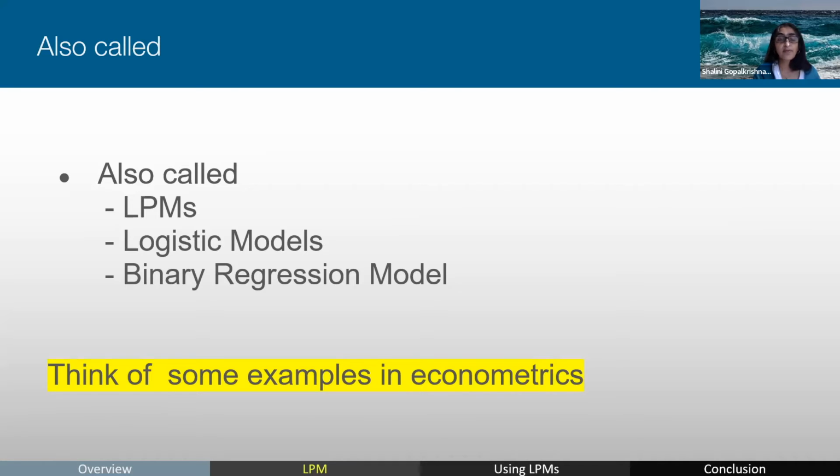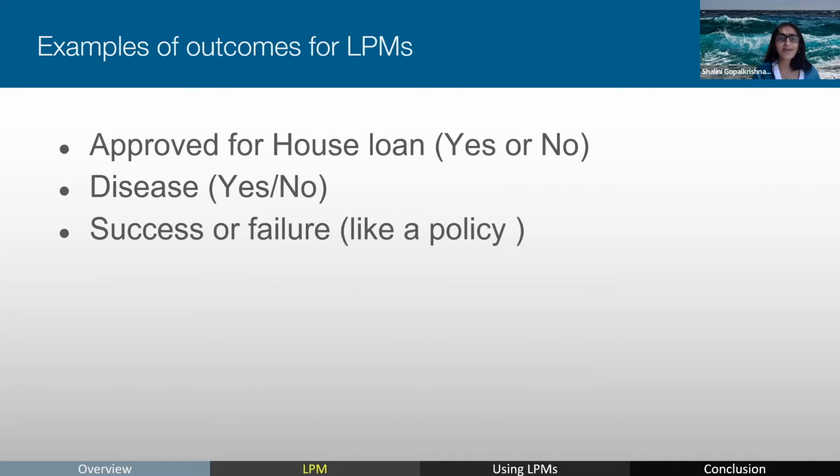I hope you've thought of some interesting ones. Let's see some. Examples of outcomes could be: are you approved for a house loan, yes or no? Did you have the disease, yes or no? People could die from it, yes or no, could be from COVID. Maybe we have these underlying factors. Will people get COVID or not? Yes or no.